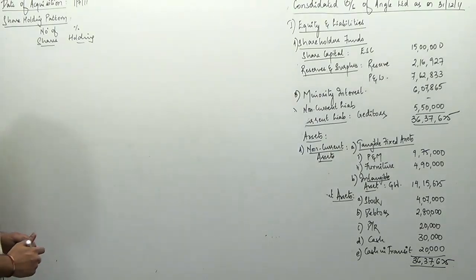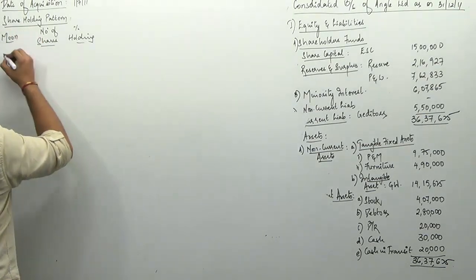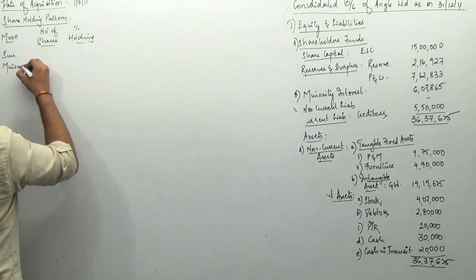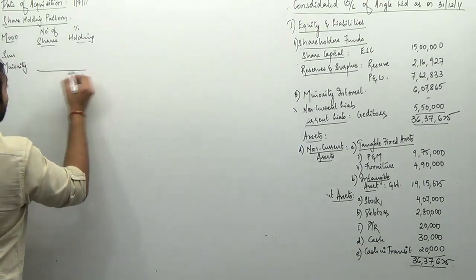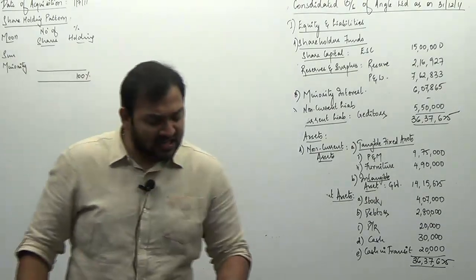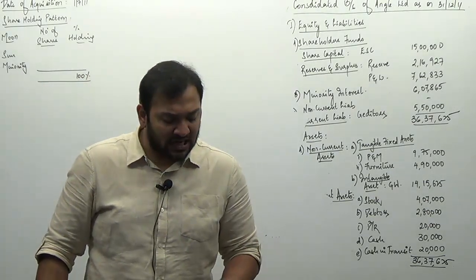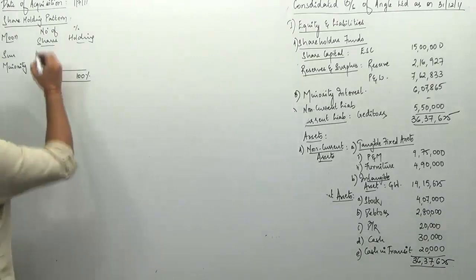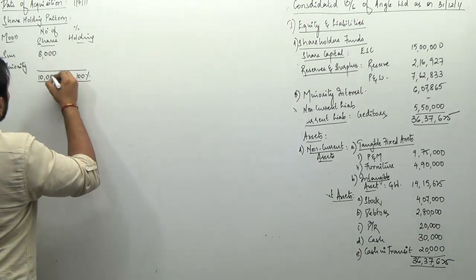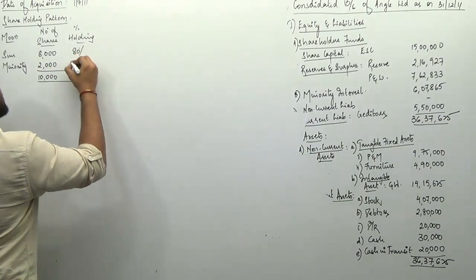Number of shares held and percentage holding. Start with Moon and Light. I'll go with Moon first. Moon is held by Sun and minority. It's a direct subsidiary. Total number of shares in Moon: 1 lakh share capital, 10 rupees share, 10,000. Number of shares held by Sun in Moon is 8,000. Total number of shares in Moon is 10,000. Minority is 2,000. The percentage holding is 80-20.